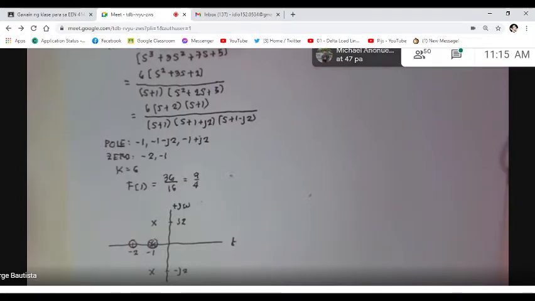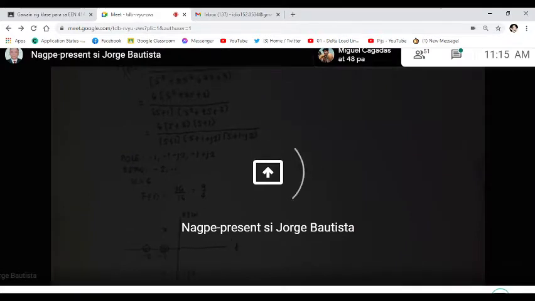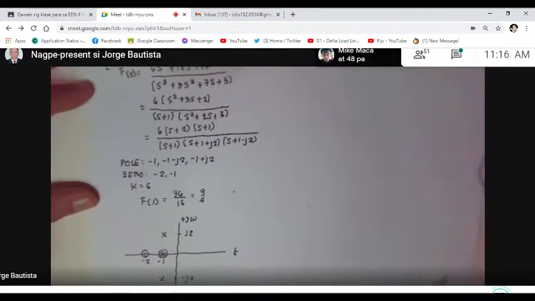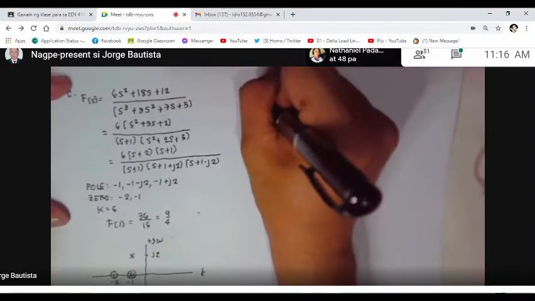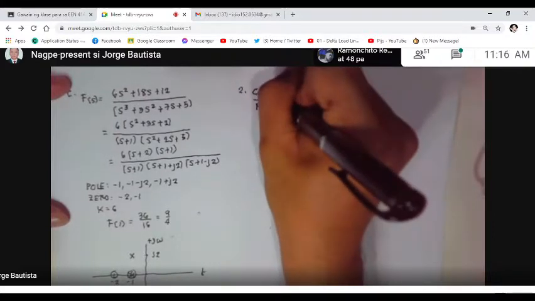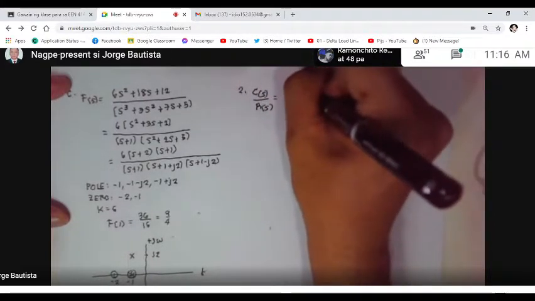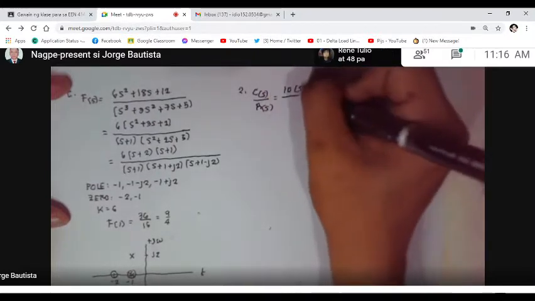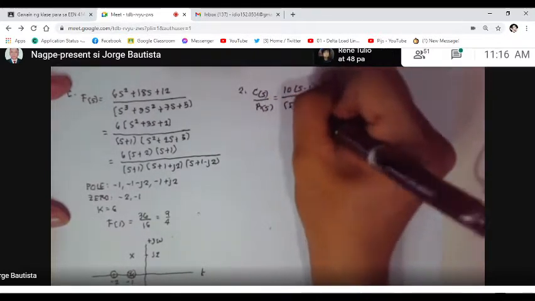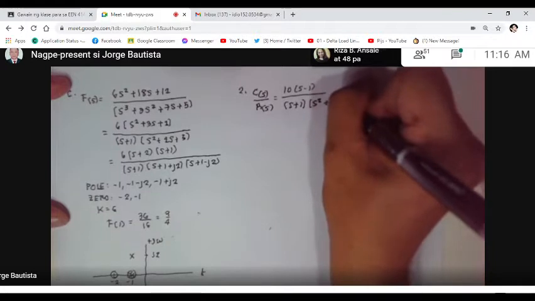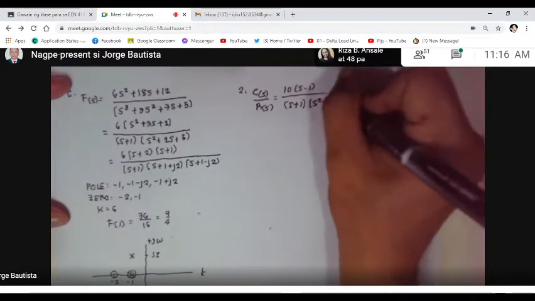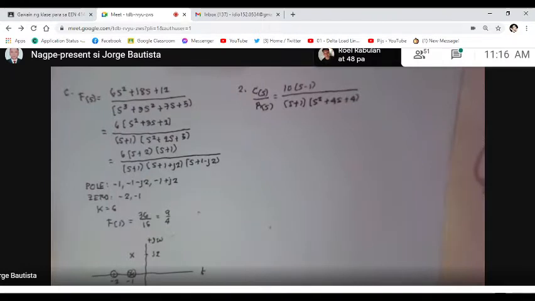Number 2. Okay, find the gain, poles, zeros, and characteristic equation. So number 2. So that is C sub S over R sub S. That is equal to 10 times S minus 1 all over S plus 1 times S squared plus 4S plus 4. Okay? So, hanapin daw yung gain.